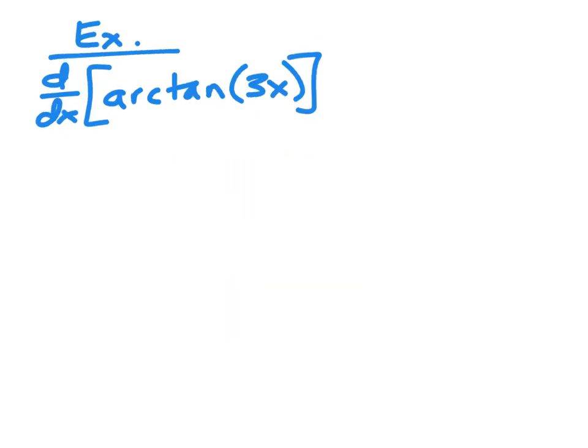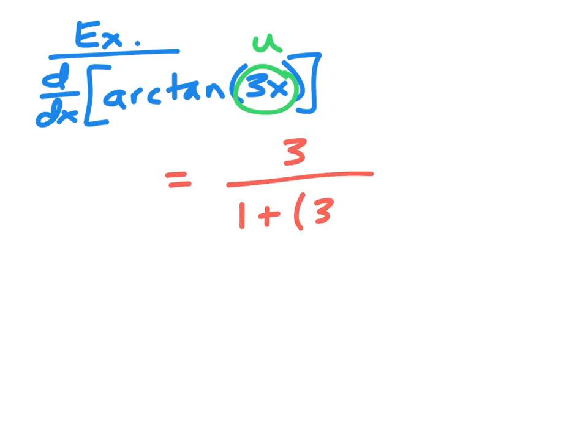So here's another one. We want to differentiate arc tangent of 3x. So that 3x is my u, and so when I differentiate 3x, u prime goes to 3 over 1 plus u squared, so 3x quantity squared, which simplifies down to 3 over 1 plus 9x squared.